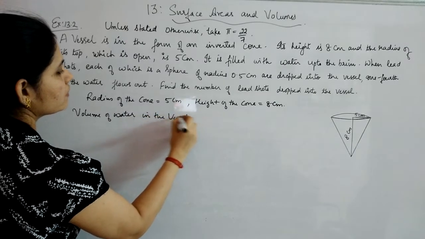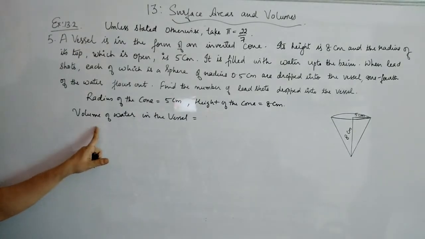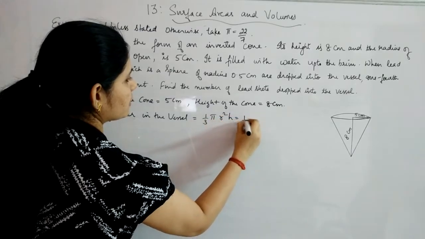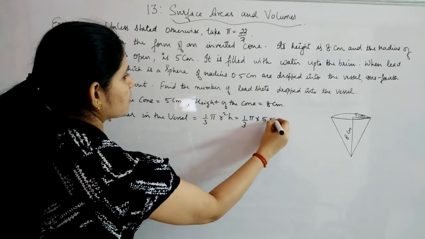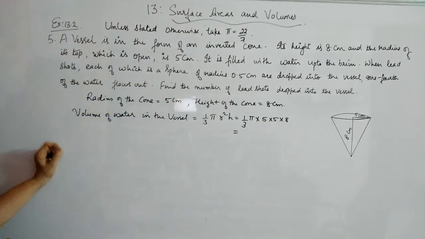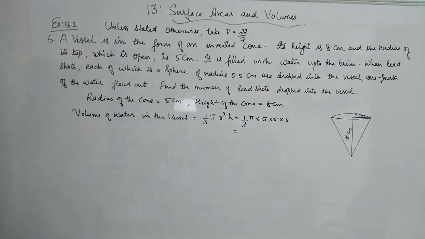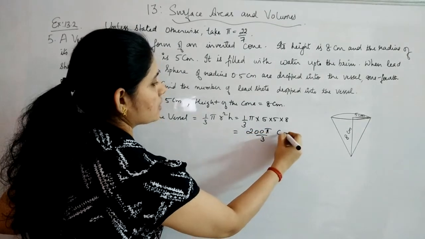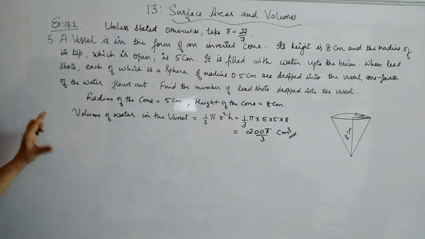Okay, in the conical vessel, what is the volume of the cone? 1/3 pi r square h. So you'll get 1/3 pi r square h will be 1/3 pi. R is 5, so 5 into 5 into 8. So this is 25 into 8. You'll get 200 pi by 3 centimeters cube is the volume of water which is totally in the vessel.